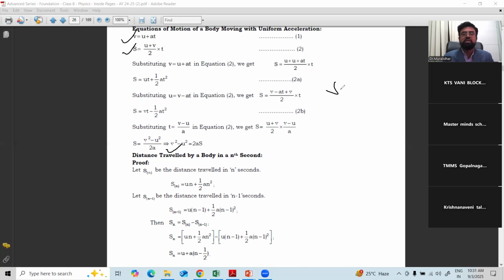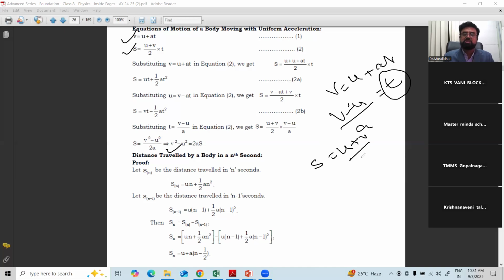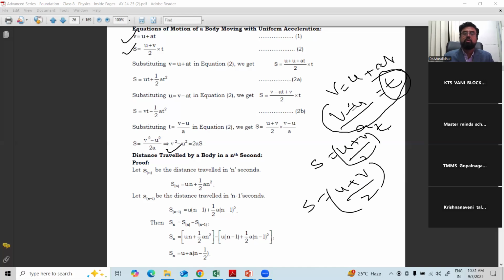So we know v is equal to u plus at, right? So v minus u by a is equal to t. A comes down, no? The u goes here, v minus u, and a comes to the denominator. So the t value you got. You substitute this: S is equal to average velocity into time. In place of time, you substitute this. That is, S is equal to u plus v by 2 into v minus u by a.